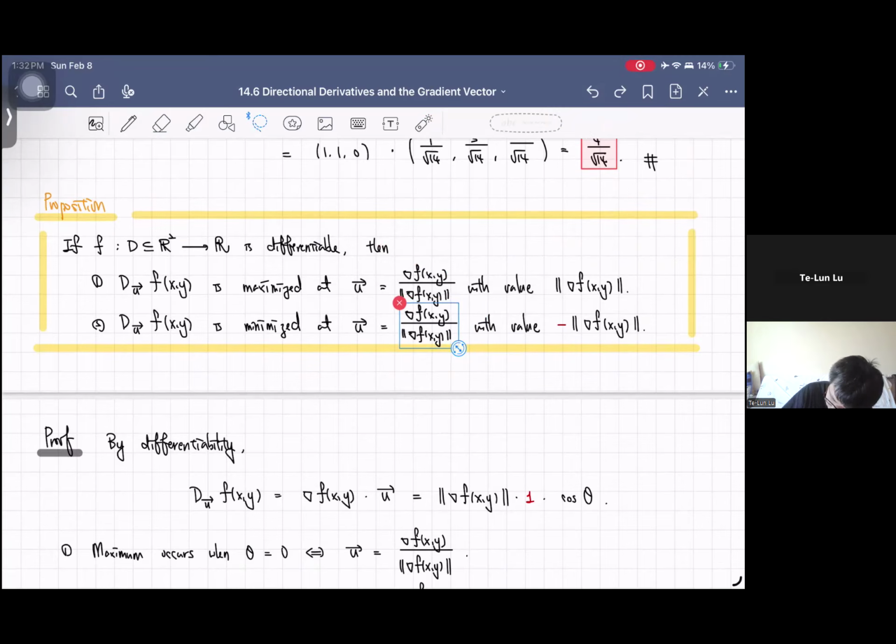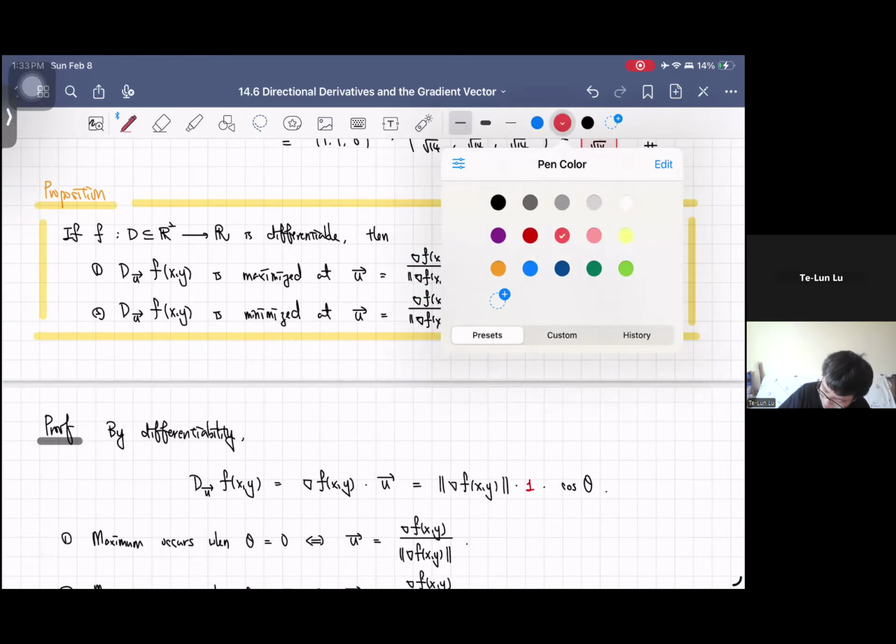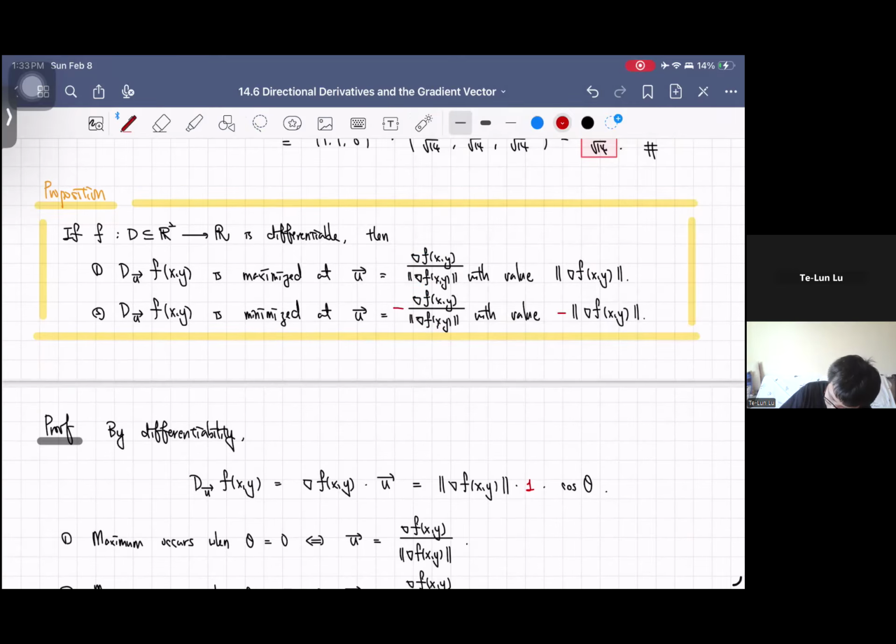Oh, this is right. I will fix this up. Actually, let me do it now. Sorry for this. Okay, I will fix it afterwards. It's a little bit messy now, but I will definitely fix that afterwards.